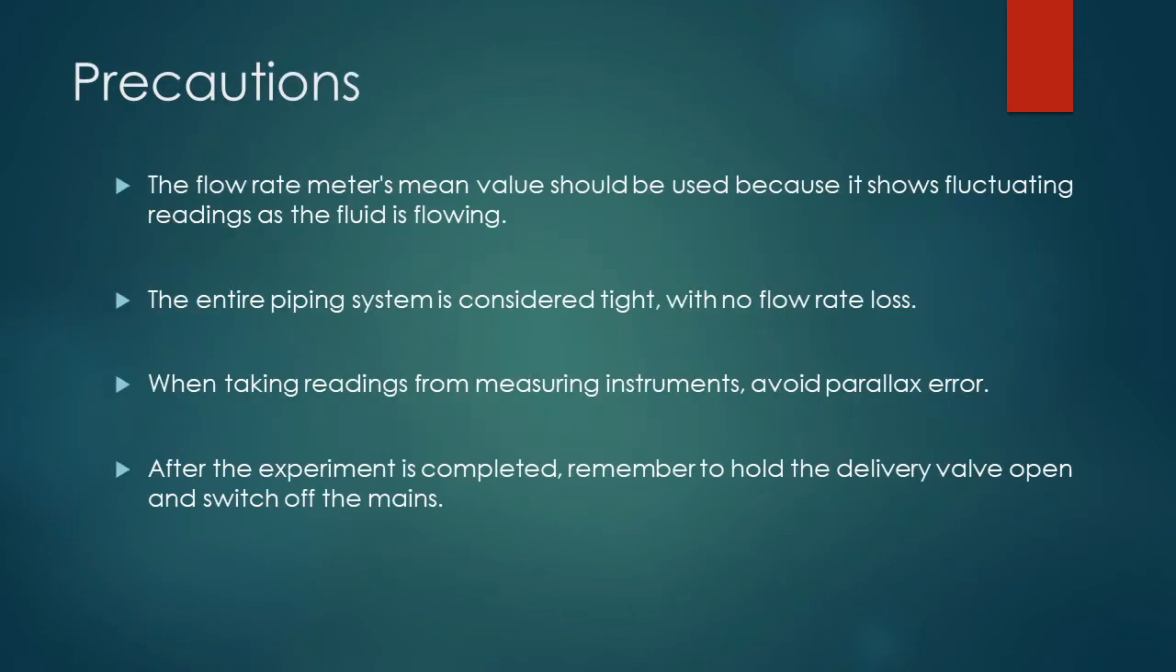Okay, so for the precaution, first, the flow rate meter's mean value should be used because it shows fluctuating readings as the fluid is flowing. Second, the entire piping system is considered tight with no flow rate loss. And 3, when taking readings from the measurement instruments, avoid parallax error. And finally, after the experiment is completed, remember to hold the delivery valve open and switch off the mains.